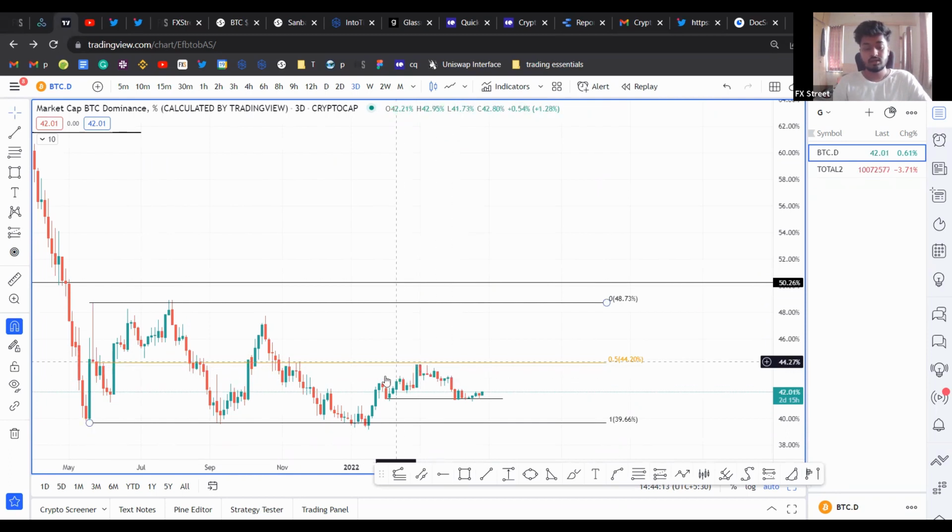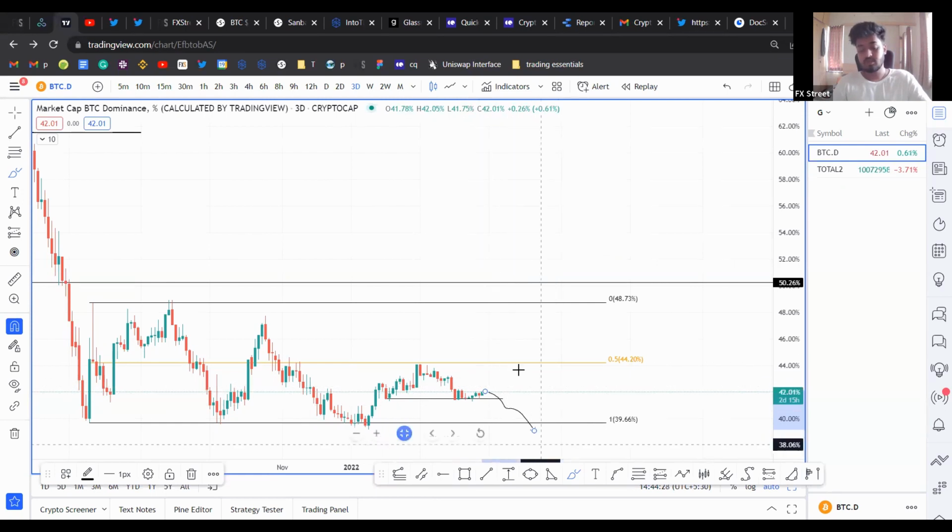And lately, the price has been stuck between the 50% retracement level here at 44% and 41%. Based on the consolidation, I think there could be another dip down, and if this trend comes to play, then there's a good chance the altcoin dominance is going to rally.